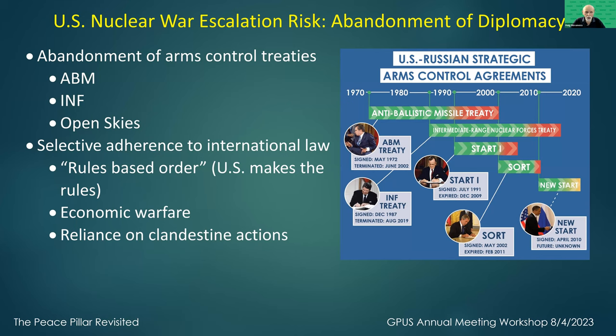So in addition to ditching these treaties, the US has developed a very selective adherence to international law. We have something called the rules-based order, which changes from day to day. Basically, we make the rules and other people are supposed to follow them. And we're also engaged in illegal economic warfare. A large fraction of the nations of the world are now under US economic sanctions. Of course, that includes Cuba, which goes back decades. And we continue to rely on clandestine actions. CIA is doing dirty work all over the world that the general public finds out about a few decades later. And this is not making the world a more peaceful place.